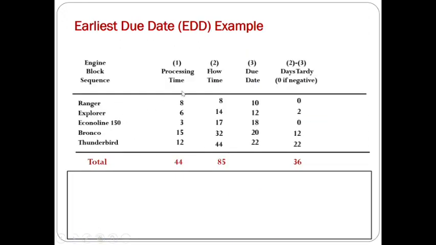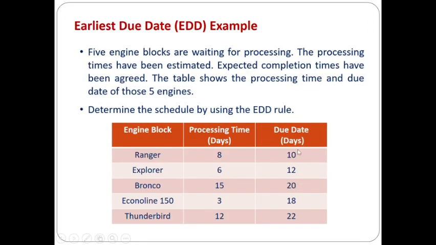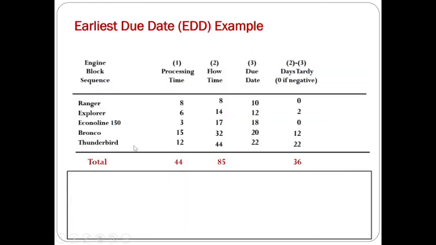Right? So if you just schedule it like this, the least due date is for Ranger, next for Explorer, and the next for Econoline 150, and then Bronco, and then Thunderbird. So we have rescheduled like this. The processing time for the corresponding engine block sequence is given here.